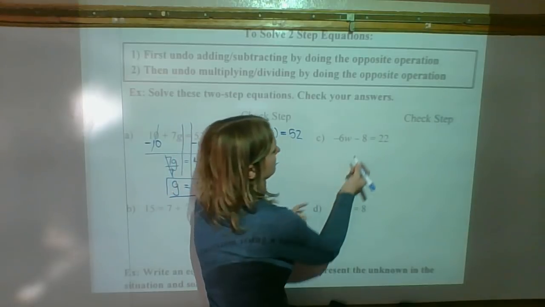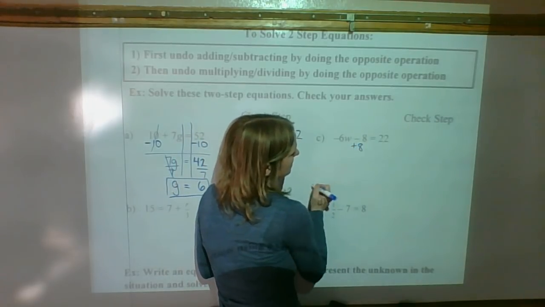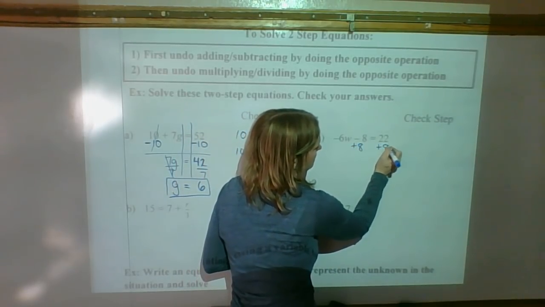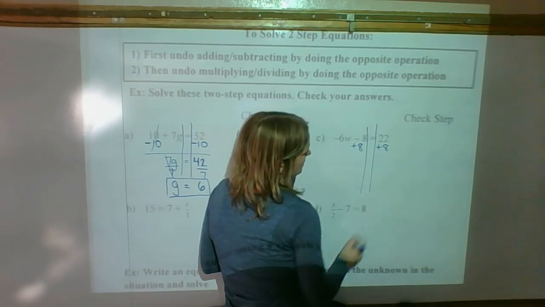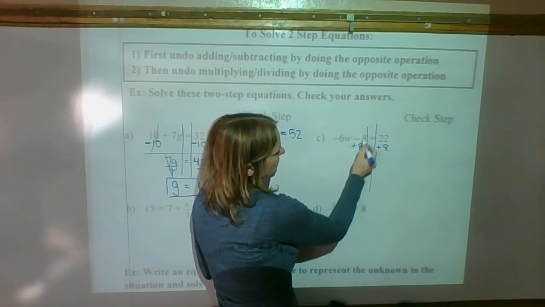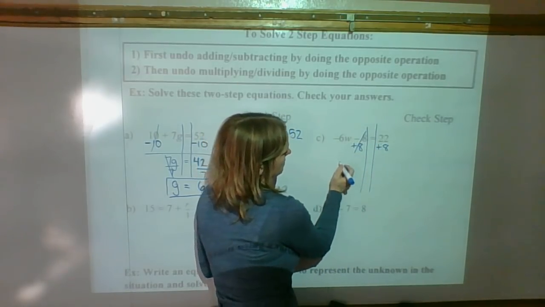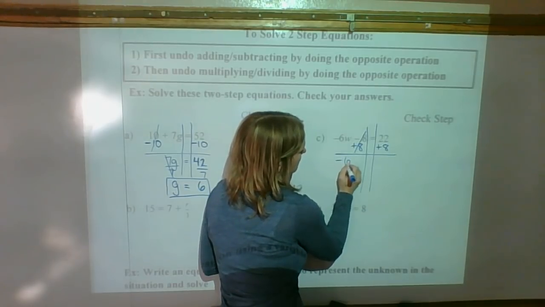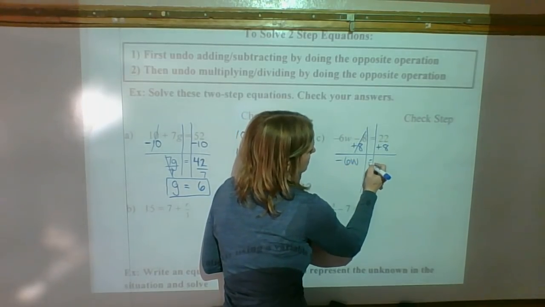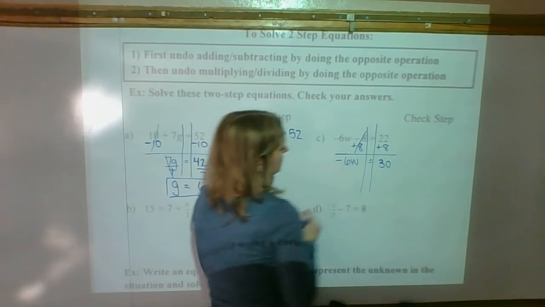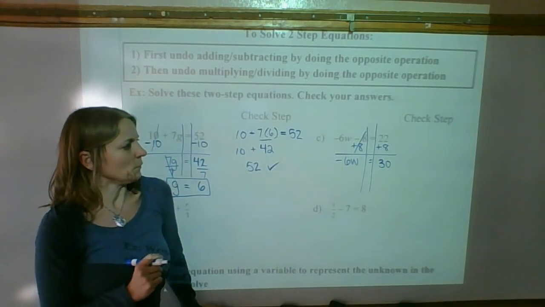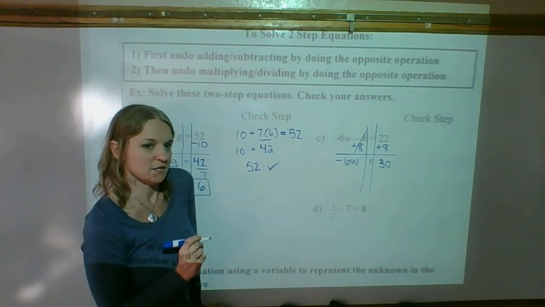Okay, and how do I get rid of a subtracting 8? Add 8. Add 8. Okay, so what we do on this side of the equal sign, I do on the other side. Again, if you want to write those little things on there, you can. So -8 plus 8 will cancel. We're left with -6w equals 30. All right. What would be my next step? What should I do?